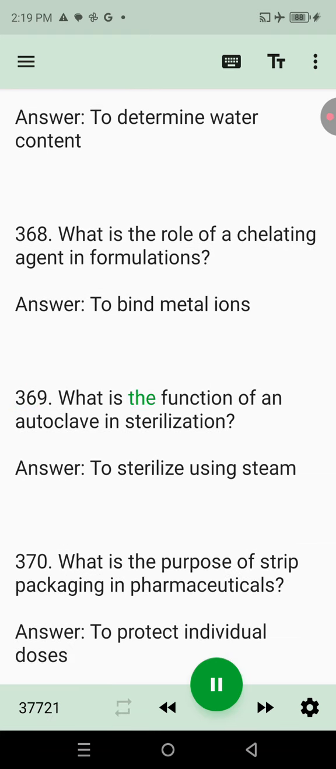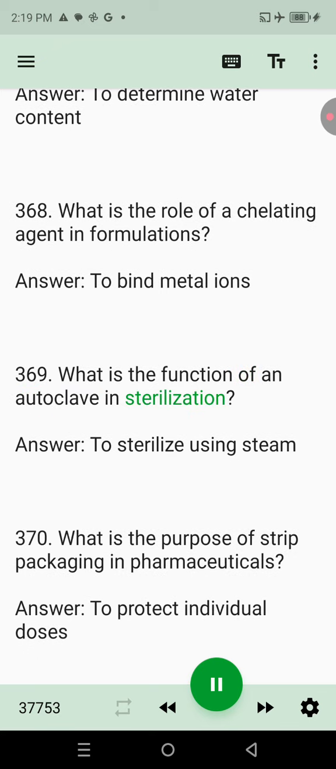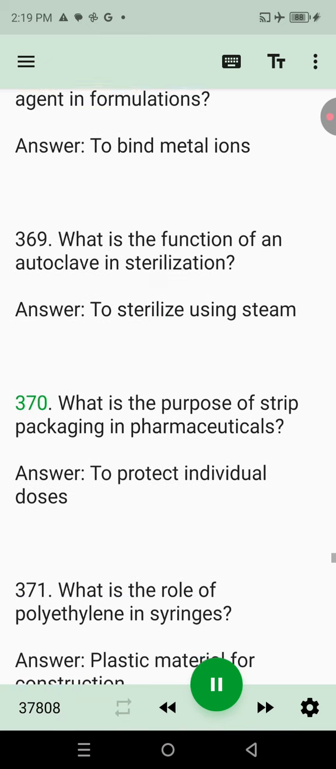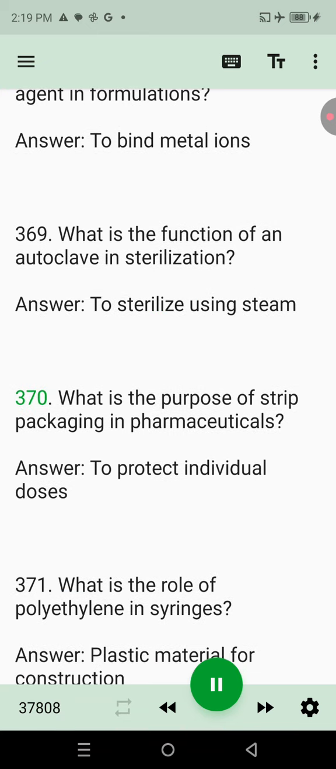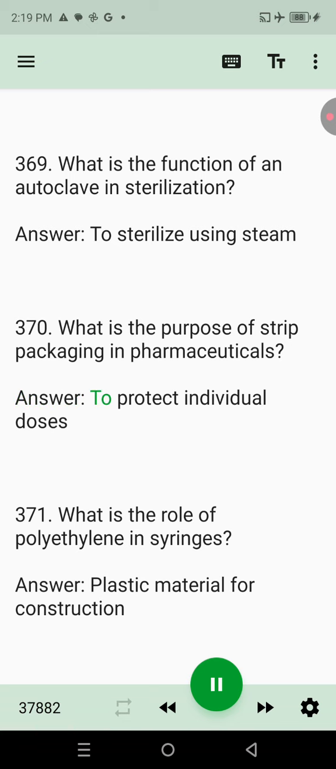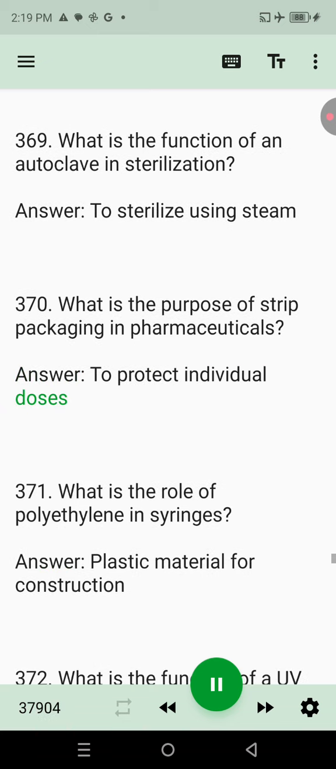369. What is the function of an autoclave in sterilization? Answer: to sterilize using steam. 370. What is the purpose of strip packaging in pharmaceuticals? Answer: to protect individual doses.